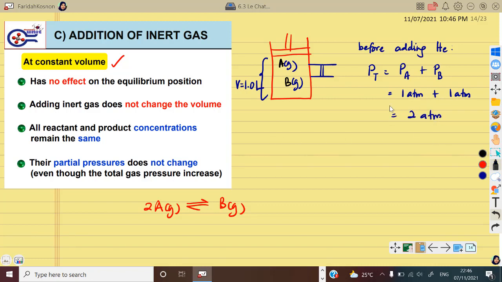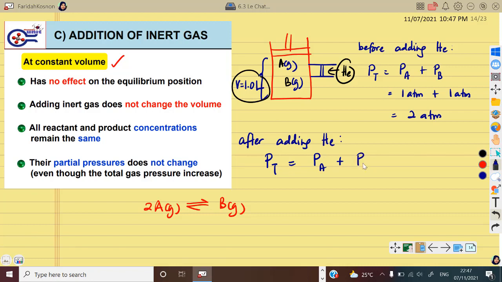Kemudian, saya ganggu sistem ini dengan saya masukkan helium. Helium ni adalah inert gas. Jadi, sekarang, dan kena ingat at constant volume. Volume bekas ni masih lagi sama. Jadi sekarang after adding helium, berapakah P total? P total adalah partial pressure of A plus partial pressure of B plus partial pressure of helium. So katakanlah helium ni dia punya partial pressure adalah 0.5 atm.